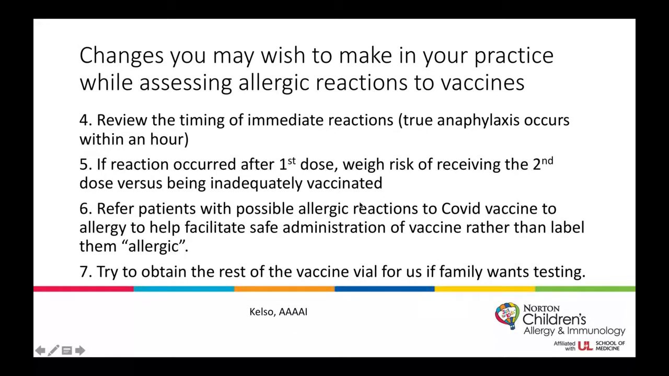And this is the biggest limitation for at least allergists in the community who are evaluating these allergic reactions, because when it was coming out in healthcare workers, vaccines weren't as available to obtain in order to test. So if you have a patient who had an allergic reaction to the vaccine, and now that there's actually a surplus of vaccines, it should be easier from here on out for us to test. So if you could obtain the vial for us, that would be very, very useful.